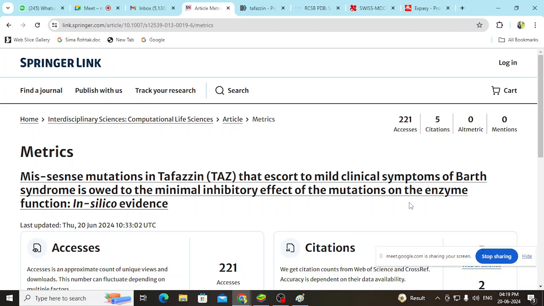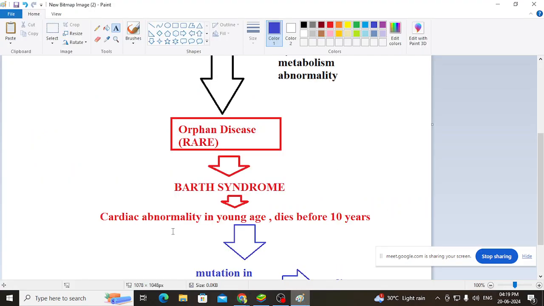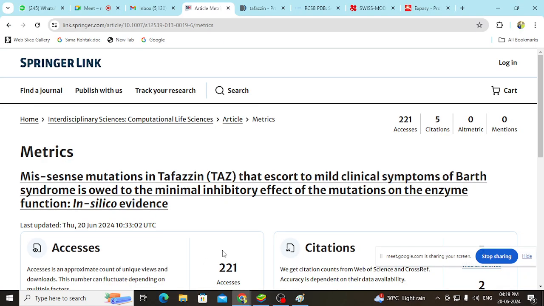If the citations are not there, it means there could be a problem, but the problem is not very important. Okay. If the citation is very, very high, it means that it's a very major problem. As I have said, Barth syndrome is a very rare genetic disease, what we have also named an orphan disease. So in these cases, 5 citations indicate that throughout the world, 5 different areas or universities have used our study for their further course of action.